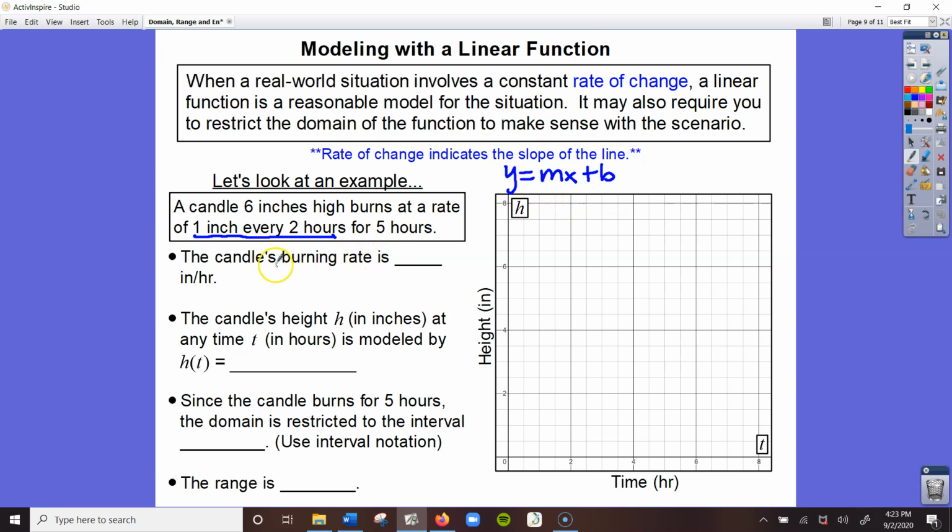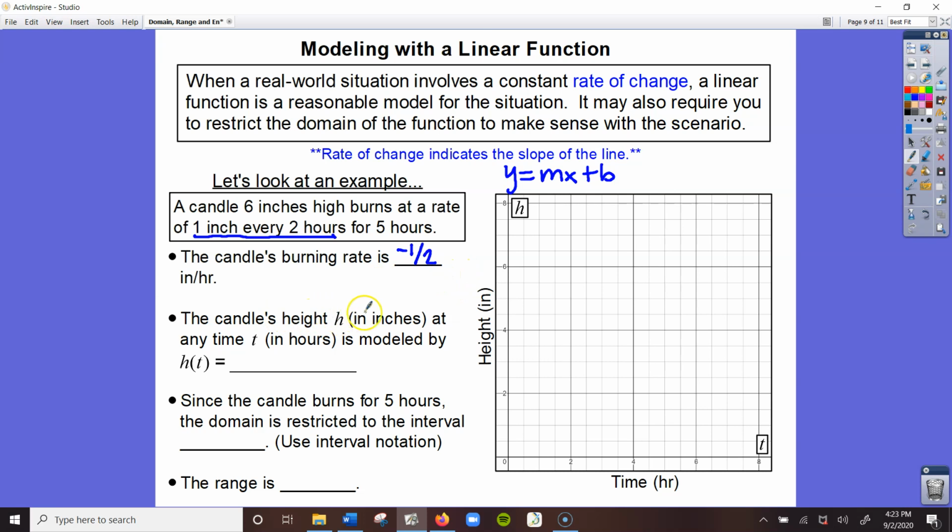First and foremost, the candle's burning rate is, since it says here 1 inch every 2 hours, that's going to be 1 inch every 2 hours. Additionally, because this rate means that the candle's height is going to decrease, that means that the slope will be negative.